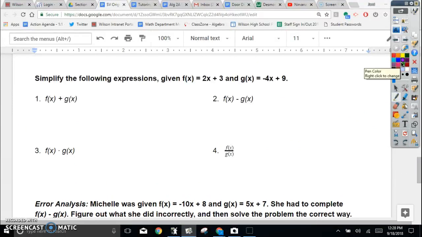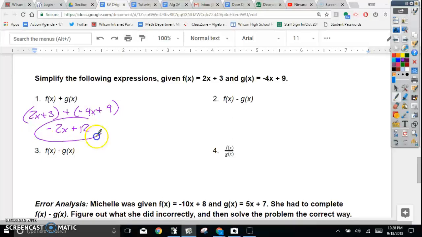Okay, so we're going to have f of x, which we know is 2x plus 3, plus g of x, which is negative 4x plus 9. So it's going to give me negative 2x plus 12, because negative 4x and 2x, there it is, 3 plus 9 is 12.